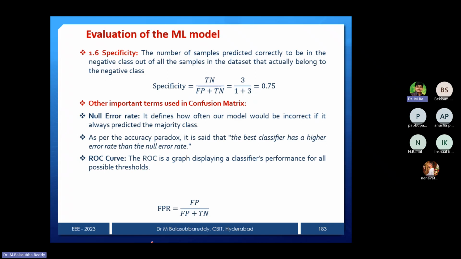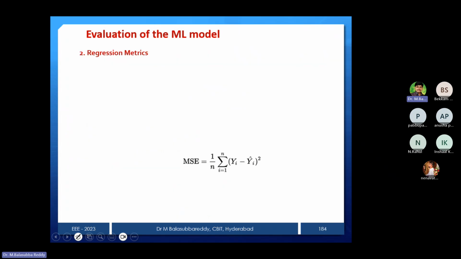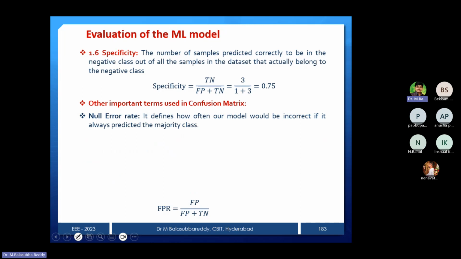The null error rate is the best classifier, which has a higher error rate than the null error rate. And ROC is the graph displaying the classifier performance for all the possible thresholds. Recall is on the y-axis, and then there is performance on the x-axis. We can draw that, and these are all about the classification case.